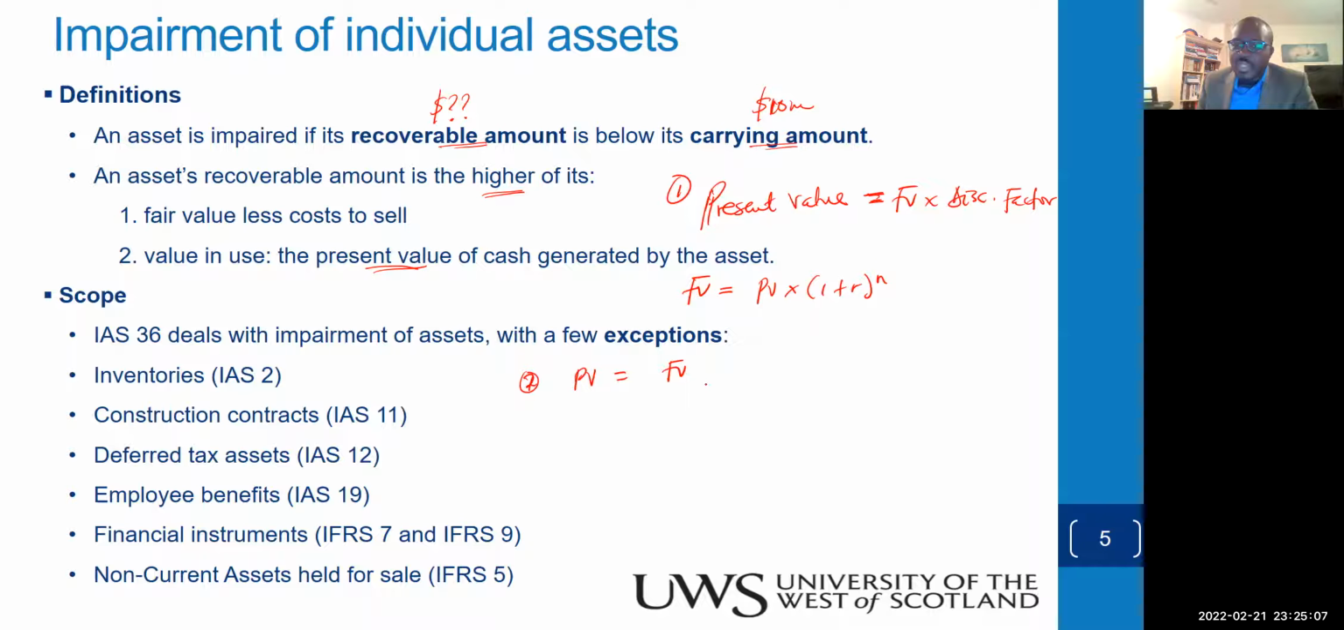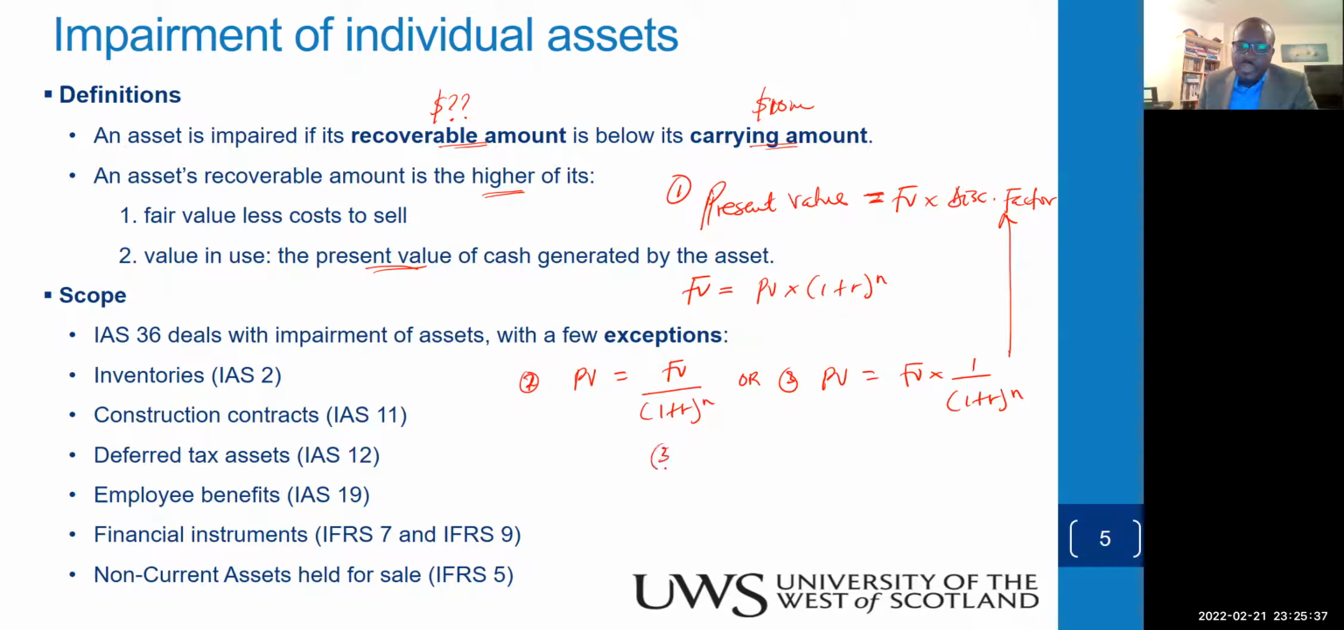Future value divided by what? 1 plus the rate to the power n. Remember, this does not become the discount factor, else you end up dividing the future value by the discount factor. Or we could also get our present value to be what? The future value times 1 over 1 plus the rate to the power n. This is the same as this formula.